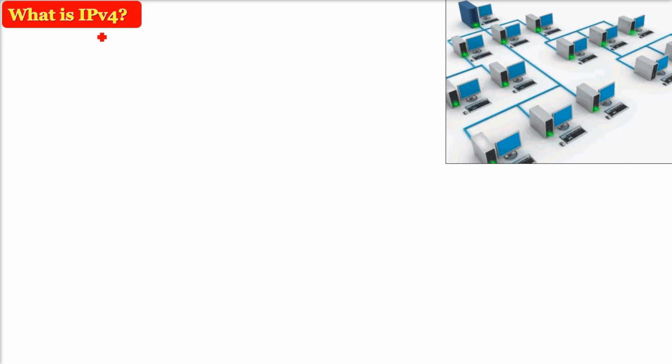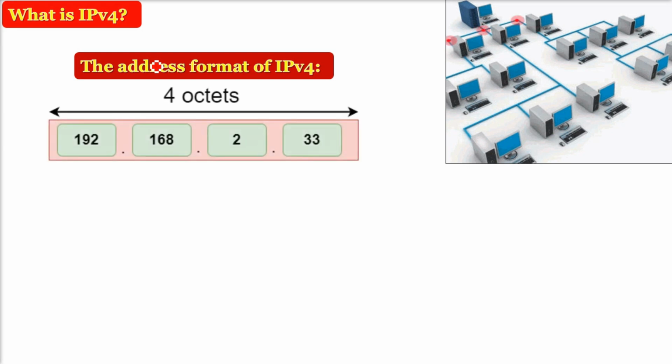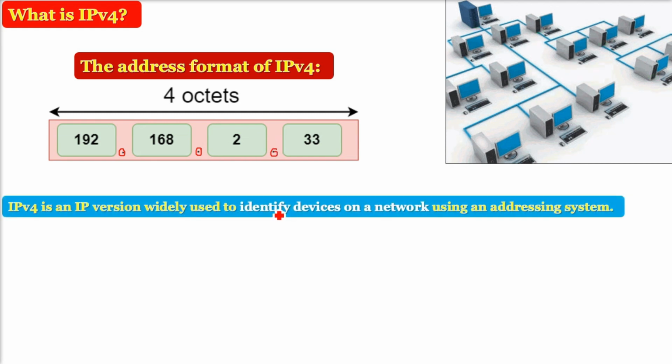IPv4, Internet Protocol version 4. Before we go ahead with the introduction, you need to know how it looks. These are 4 numbers separated by a dot or period. We call them 4 octets. So this IPv4 is the Internet Protocol version 4.